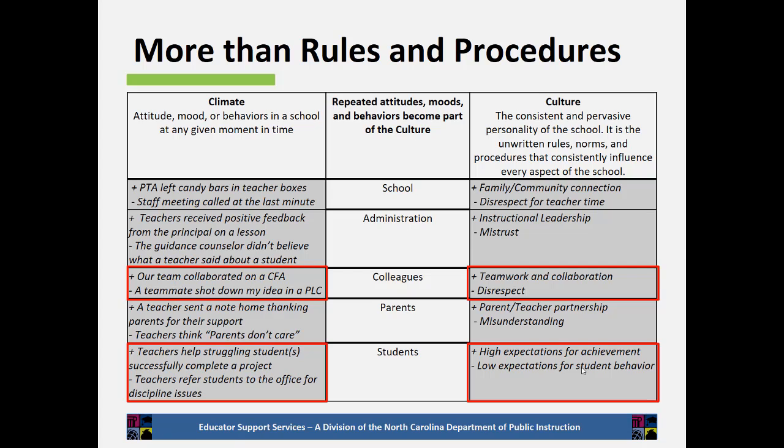So we want to be really aware of what things happen in the school that are related to climate and what things are related to culture, and being careful to make sure that if something negative happens, we nip it in the bud and make sure that it doesn't happen on a repeated basis so it doesn't become part of the culture. Of course, if it's positive, we do want it to happen all the time because we want a positive culture in our schools.